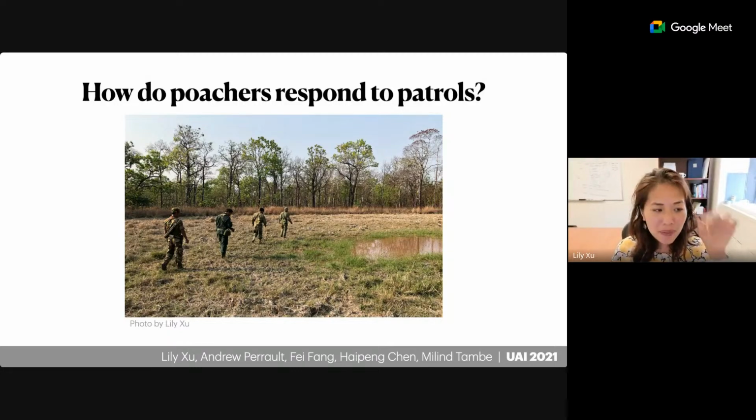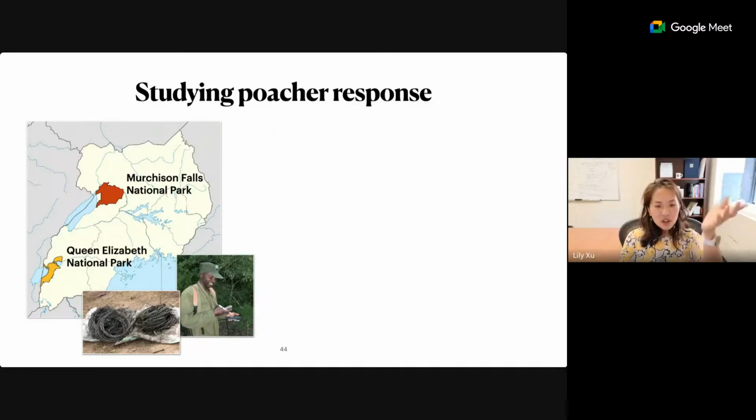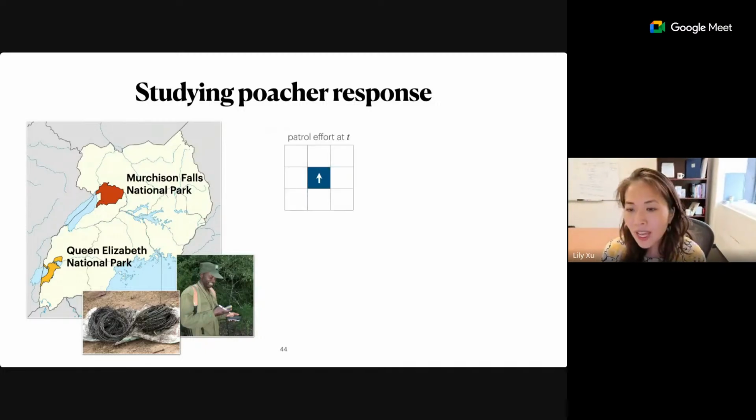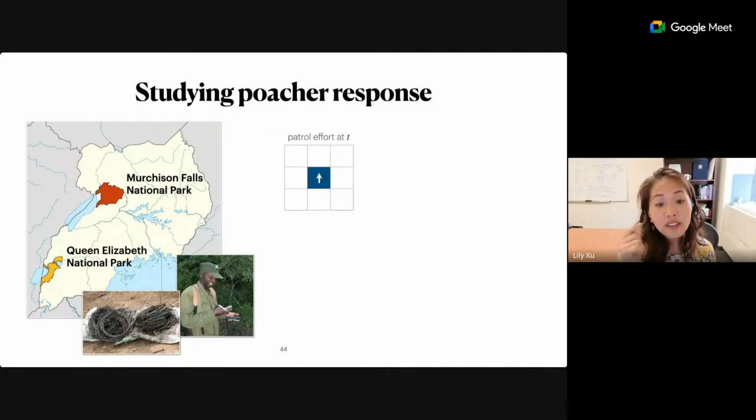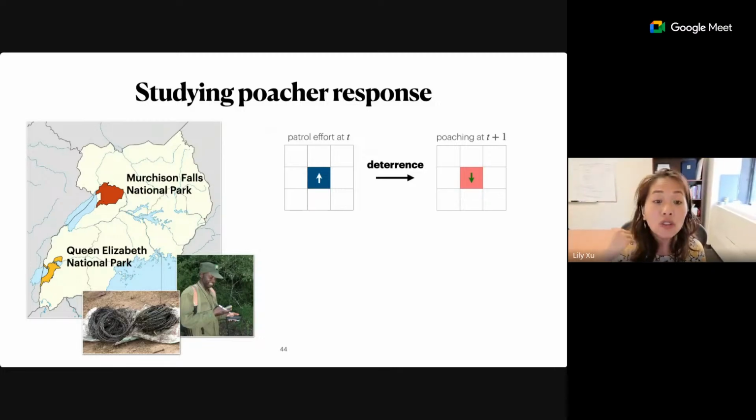So thinking about this now as a reactive approach where poachers are observing what we're doing and reacting to that. We began with looking at data sets from 2 parks in Uganda. What we observed is that when rangers patrol more in one region, the probability of poaching goes down in the next time step. So there is this phenomenon of deterrence. They are reacting to our actions.